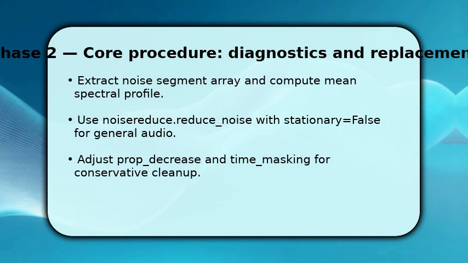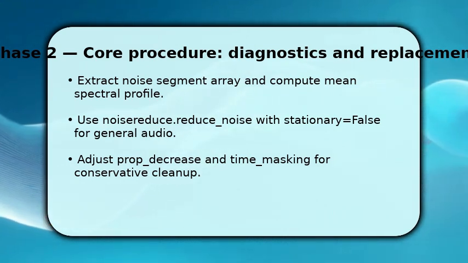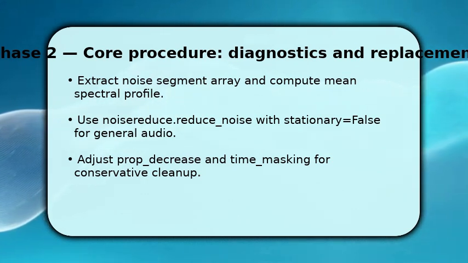Call NoiseReduce. Reduce noise, passing the full audio and the noise clip you extracted. Set stationary to false for speech or variable noise. Tune prop decrease to control aggressiveness. Lower values keep more signal, higher values remove more noise.